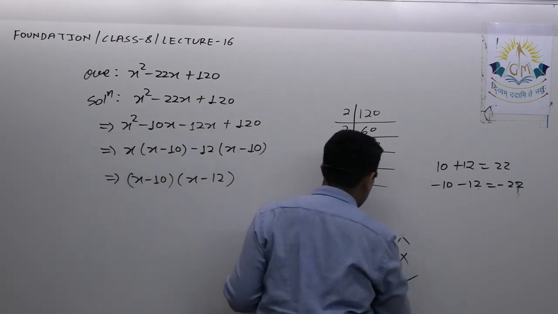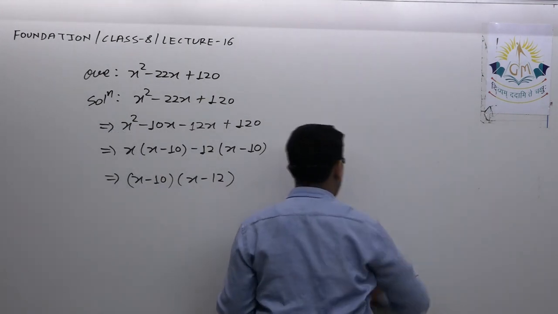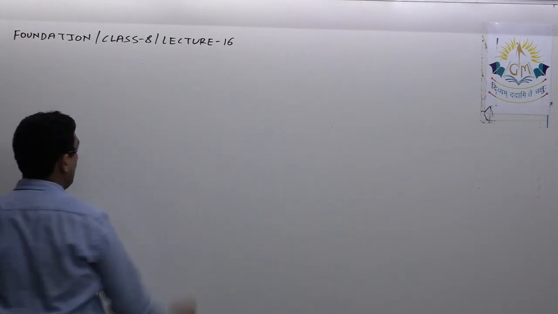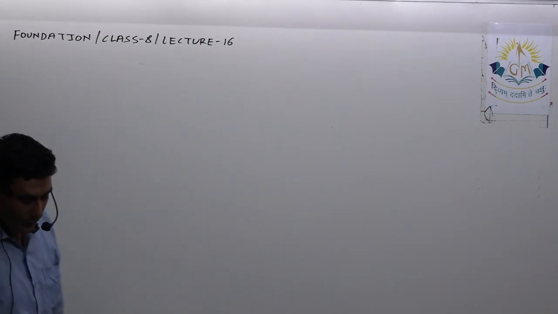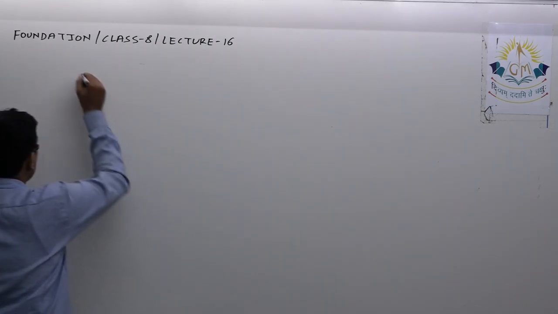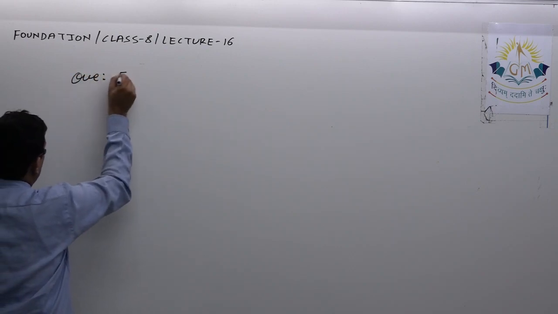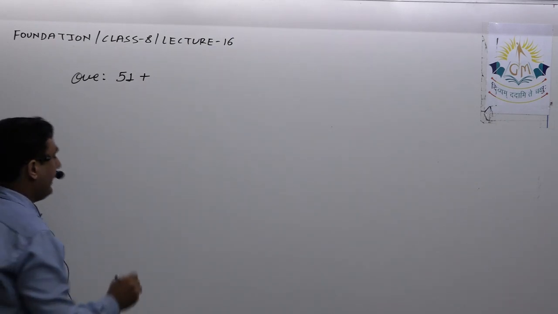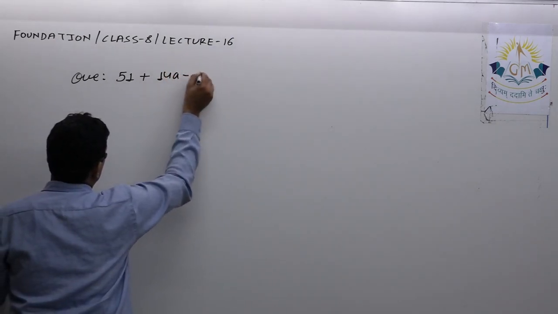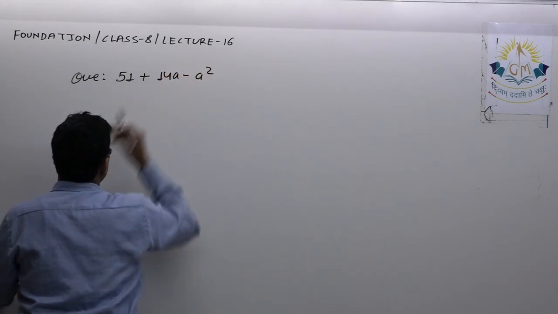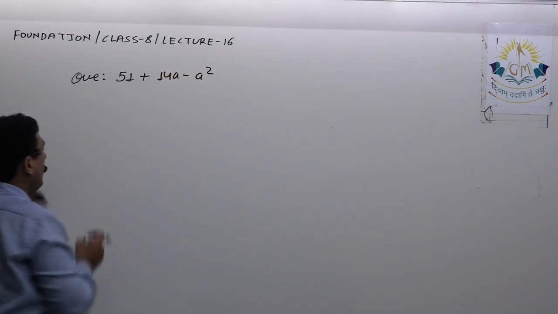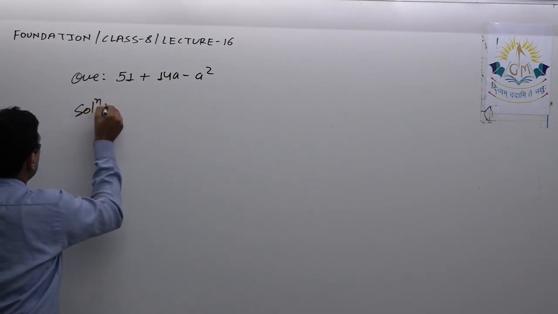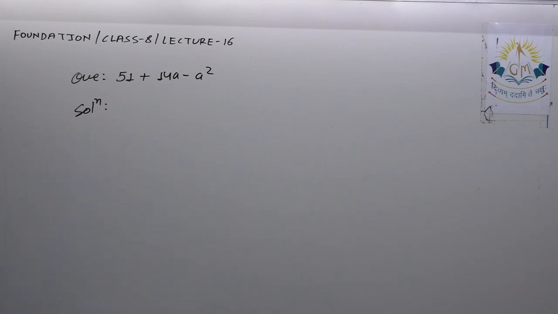Okay, now let us see the next question. Next question is 51 plus 14a minus a square. 51 plus 14a minus a square. So let us see its solution. 51 plus 14a minus a square.